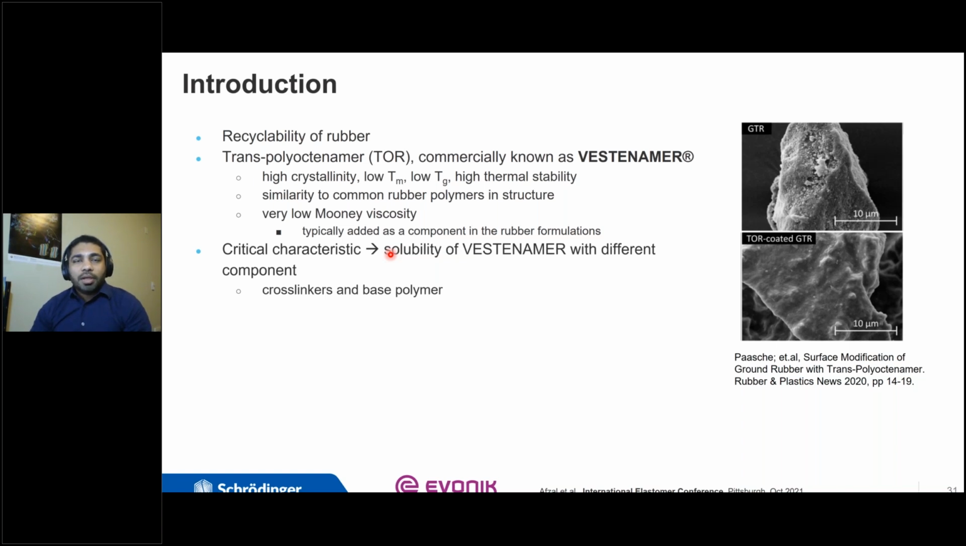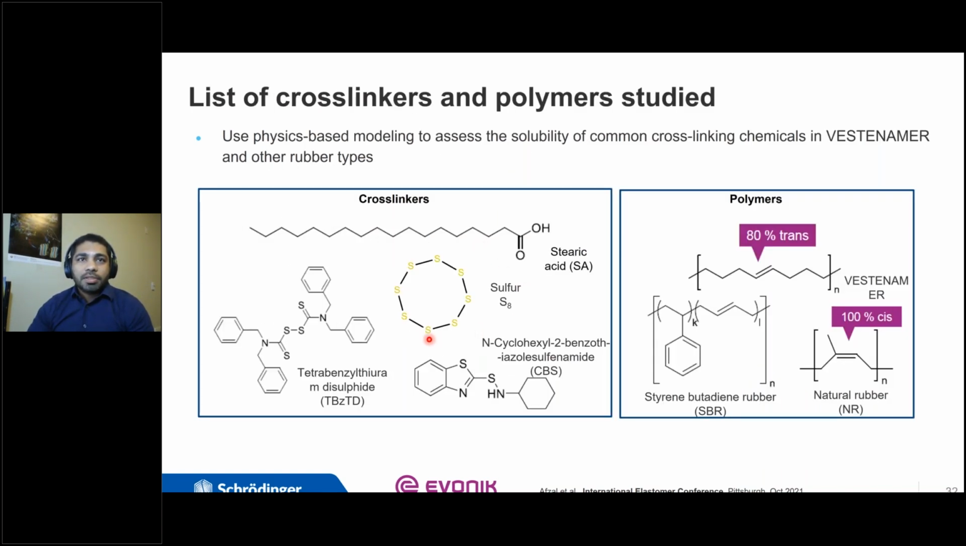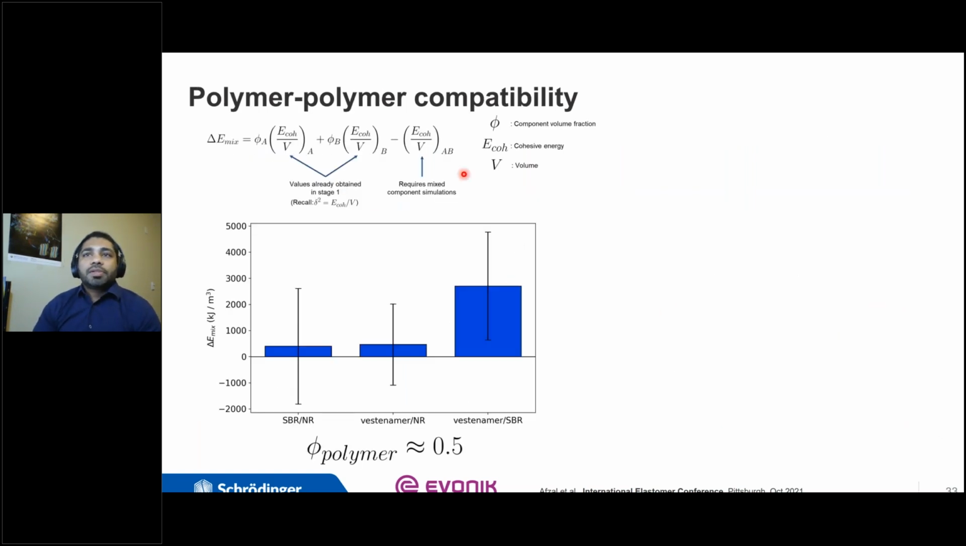So the goal is to evaluate the compatibility of Vestenamer with other crosslinkers and also with other base polymers. For this, we selected four different crosslinkers as an example to study: stearic acid, sulfur S8, TBzTD, and CBS. And for polymers, we have three different polymers: Vestenamer, styrene butadiene rubber, SBR, and natural rubber, which I'll refer to as NR. The first thing we looked at was the polymer-polymer compatibility by looking at the energy of mixing of these systems.